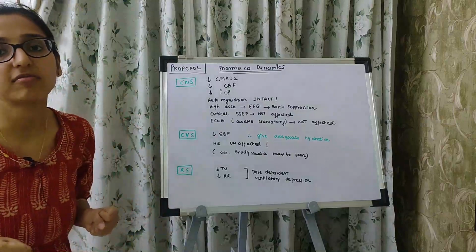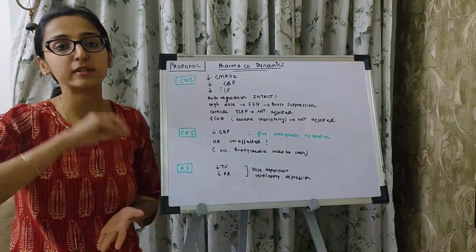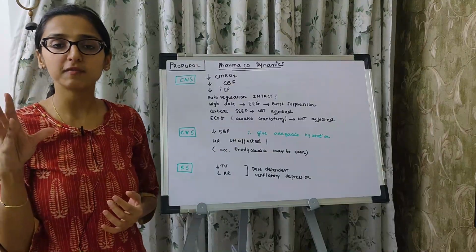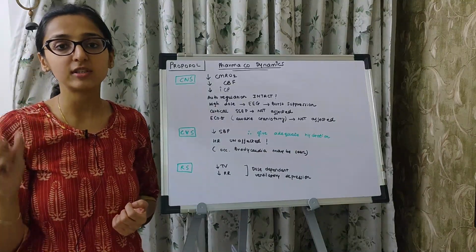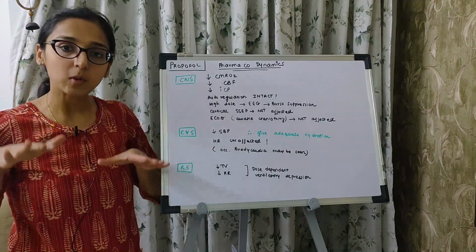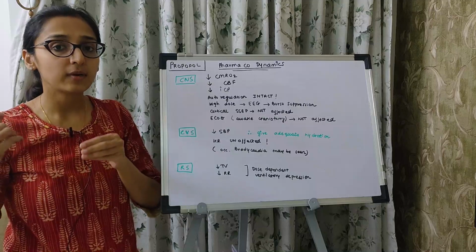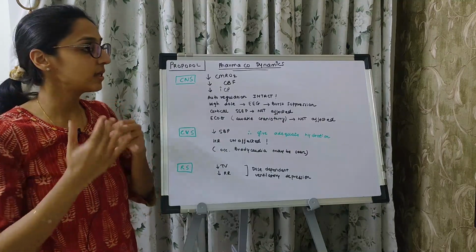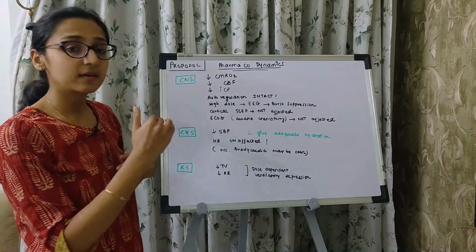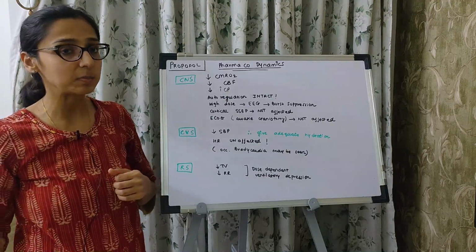So let's understand the pharmacodynamics of propofol, that is, what effect it has on the different systems of the body. The very first system that we shall see is the central nervous system. Propofol decreases the cerebral metabolism in general, because of which the cerebral metabolic rate of oxygen consumption is reduced. Therefore, there is a decrease in the cerebral blood flow. There will be a decrease in the ICP.